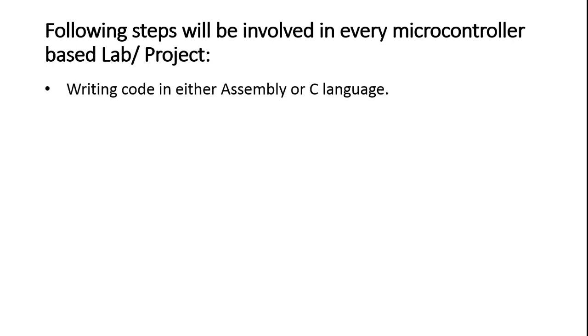The first will be writing code, in either assembly or C, that's your choice. We will write code in Keil, and from Keil we will generate a hex file using the compiler. A hex file is the file that we will be actually burning into the IC, or which we will be using in Proteus as well, because assembly language, as you know, is a high-level language and it is only for our understanding.